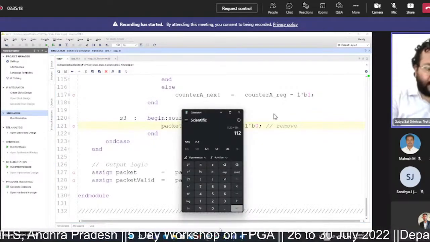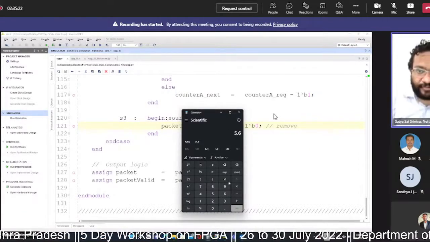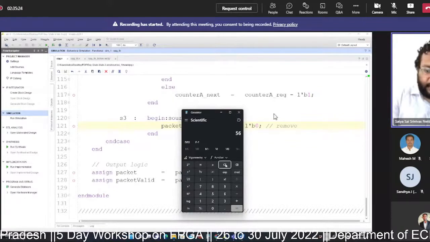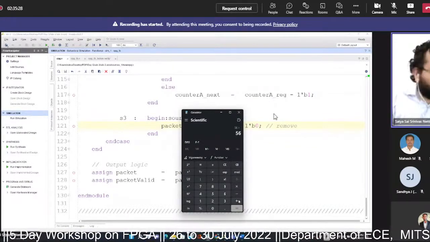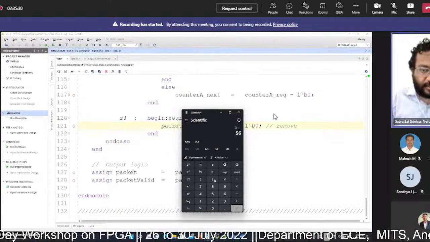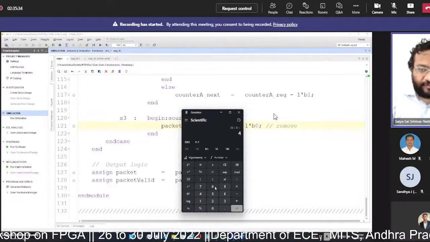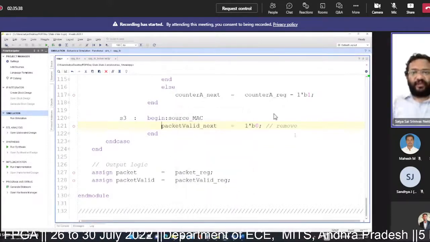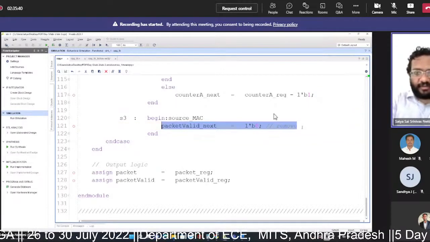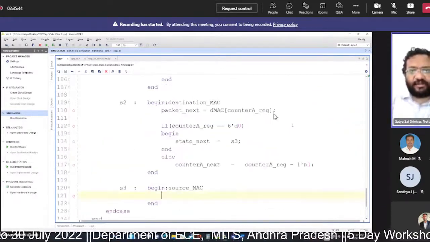Preamble is 56 bits. Next we have the start frame delimiter, that is 8 bits, and the destination MAC address, 48 bits. So total 112 bits. So that is valid. Now what we have to do is similarly add the source MAC address.